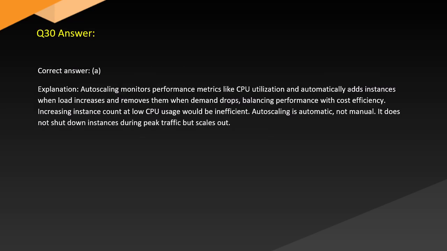Answer. Correct answer: A. Explanation. Autoscaling monitors performance metrics like CPU utilization and automatically adds instances when load increases and removes them when demand drops, balancing performance with cost efficiency. Increasing instance count at low CPU usage would be inefficient. Autoscaling is automatic, not manual. It does not shut down instances during peak traffic but scales out.